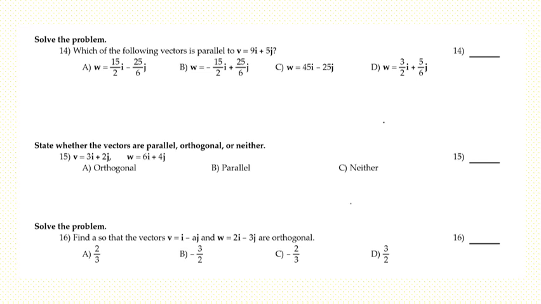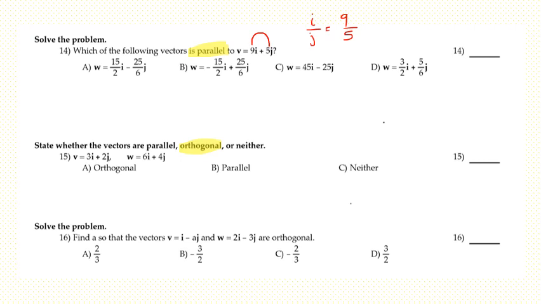How can I prove that two vectors are parallel? Two vectors are either parallel or orthogonal. Orthogonal means perpendicular. To prove that two vectors are parallel, the ratio between i and j should be the same. So if you look at this ratio in V, the ratio between i to j is equal to 9 to 5.